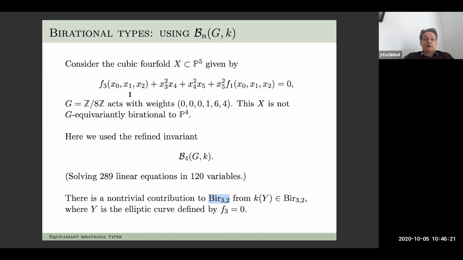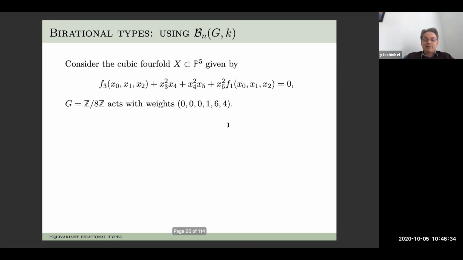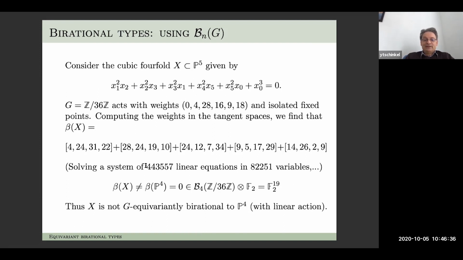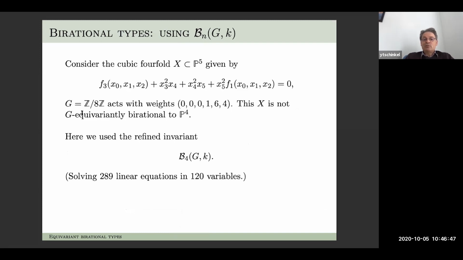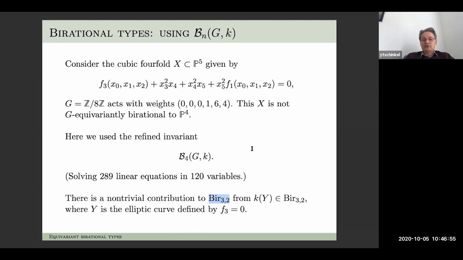So this cubic fourfold is not equivariantly birational to P4. Here, in the computation in the previous case, on this slide, I mentioned that we have to solve 400-something thousand linear equations in 82,000 variables to determine that this sum of symbols is non-zero. But now we are in a much smaller group, and so we only have to solve 200 linear equations and 120 variables on a computer, of course. And so the conclusion is it's not equivariantly birational to P4.